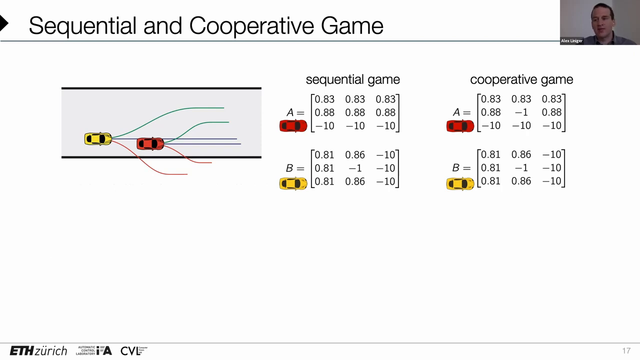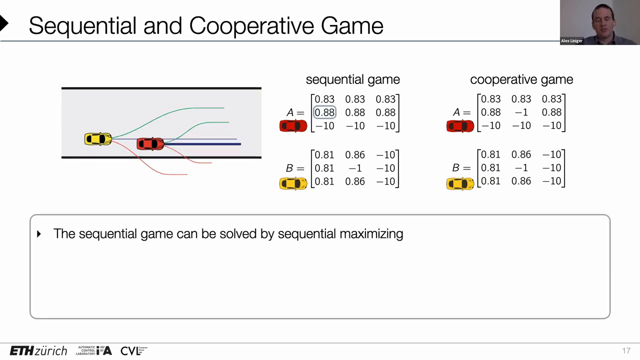car, does not depend on the decision of the other car. So whatever the yellow car is doing, it doesn't influence the decision of the follower. So we can use a sequential maximization approach where the red car just does what is best. In this case, it would be going straight and picking the blue trajectory. And then the follower just plays a best response, which would be the green trajectory.